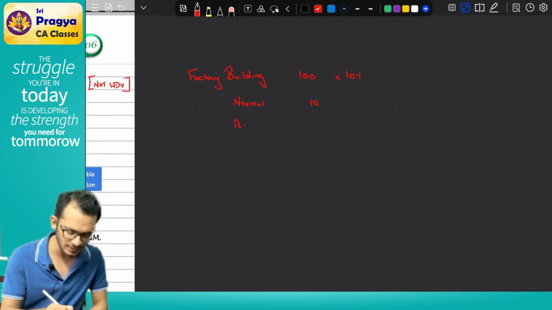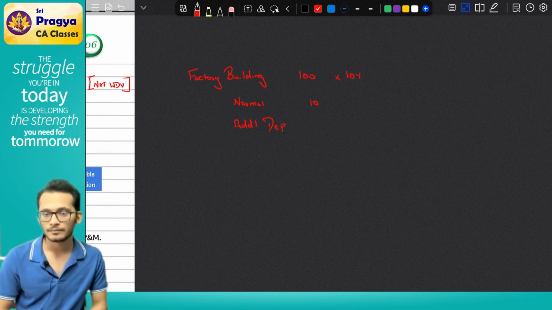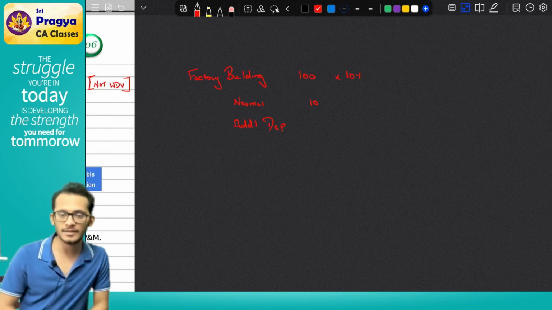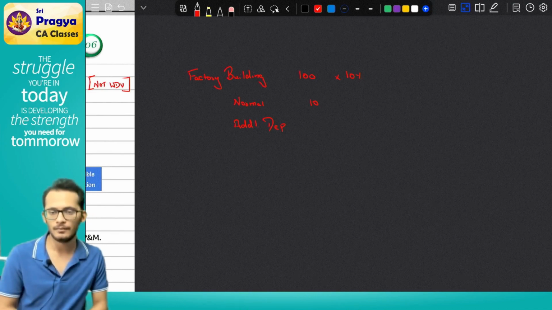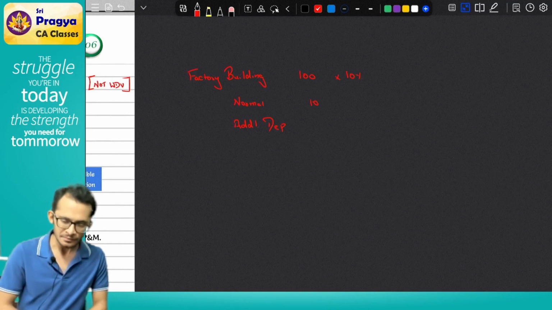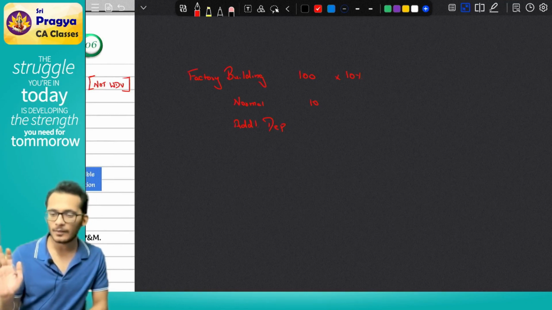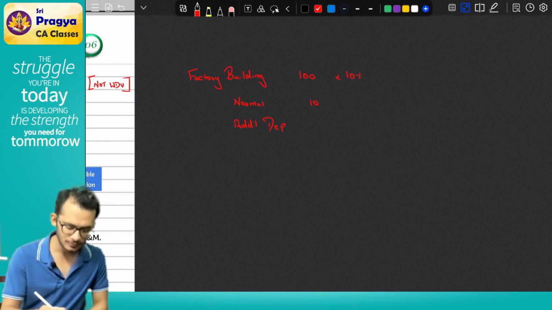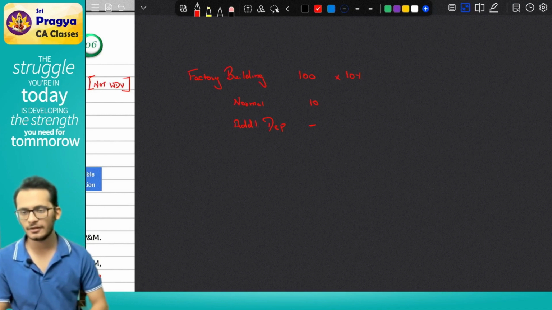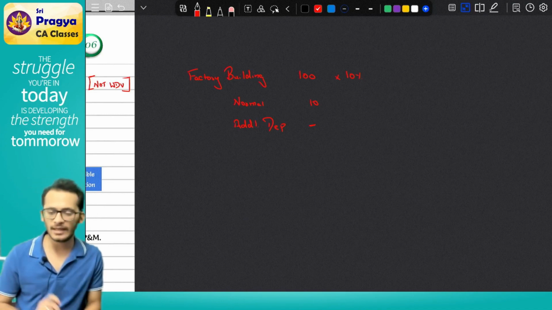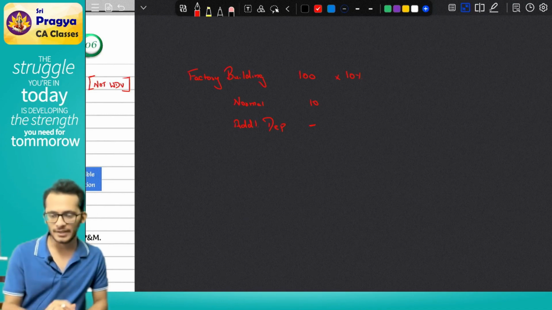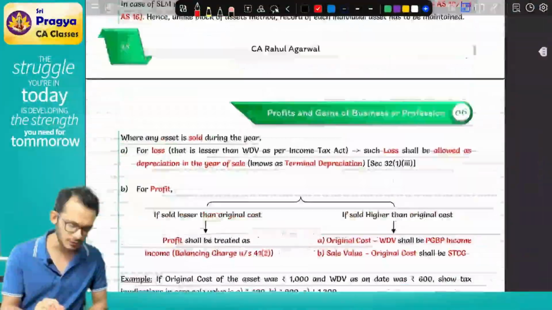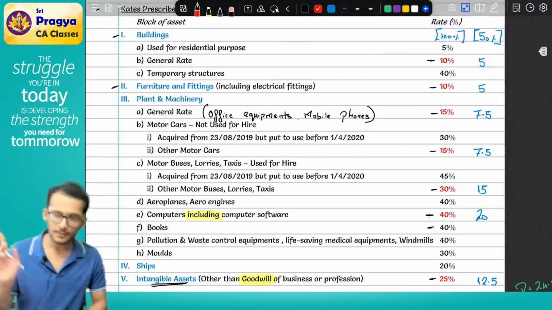I'll get an additional depreciation of 20%, then. What is the number? I'll get additional depreciation of 0. Rahul, why 0? Because you can only claim additional depreciation on plant and machinery. The building is a different block. I told you yesterday also. If you notice, building is a separate block.